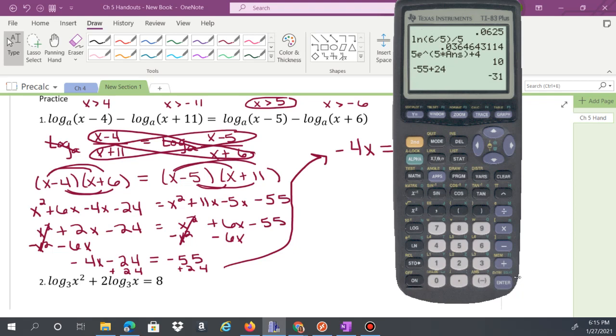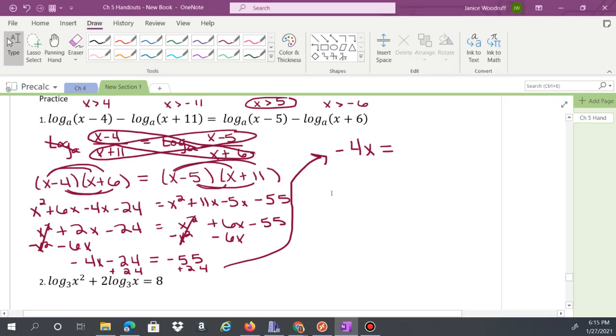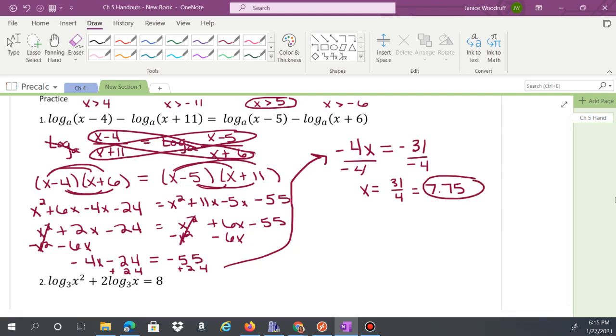So, well, negative 31. Can I get negative 31? Okay, negative 31. That's okay. And then we'll divide both sides by negative 4. So that's going to give me x equals positive 31 over 4, which should be 7.75, I believe, which is greater than 5. So that's cool. We can accept it.